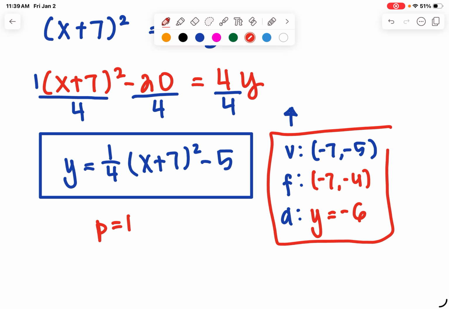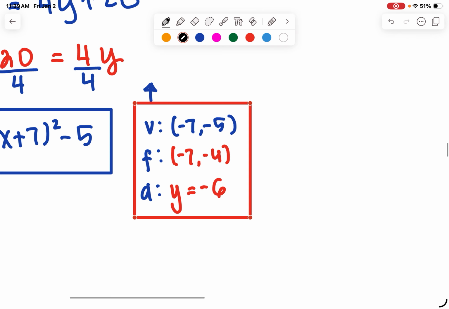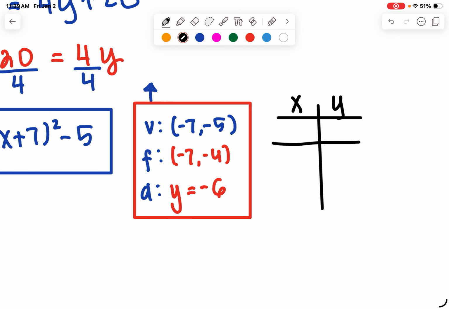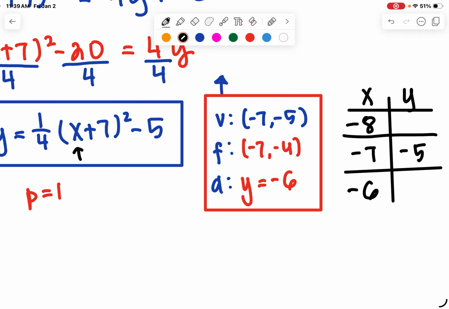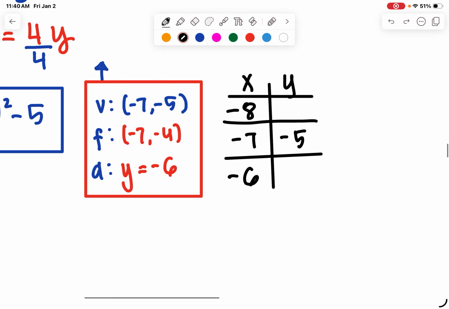There's some important information. I just also need a table of values. So I'll make my table of values, x, y. I need at least 3 points. I already have my vertex, which is -7, -5. And then I will plug in -6, and I will reflect -8. So plugging in -6 here, I have -6 plus 7 is 1. 1 squared is 1. 1 times a fourth is a fourth. 1/4 minus 5. I'll write that down just to make sure we see it. Is -4 3/4.